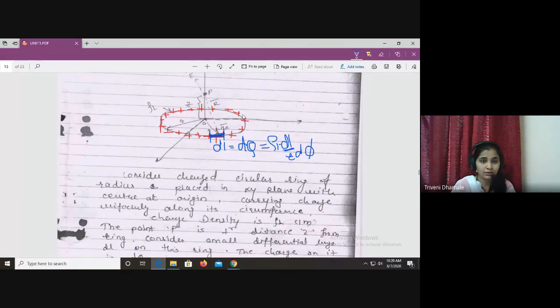Because the coordinates in the cylindrical coordinate system are r, phi and z. For r, simple dr is the differential length. For phi, r d phi is the differential length, and phi is the angular length, going from 0 to 2 pi. That is the complete circumference of the ring, right? So this is the angular length. That's why here we consider dl as r d phi.